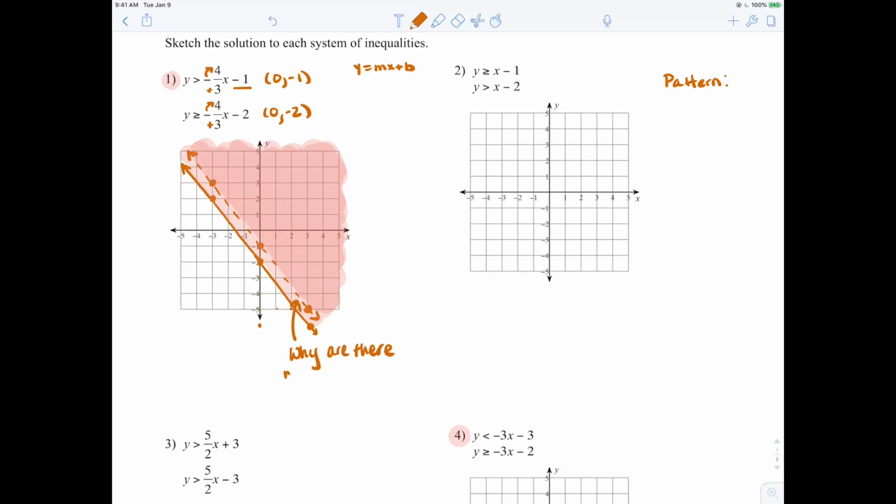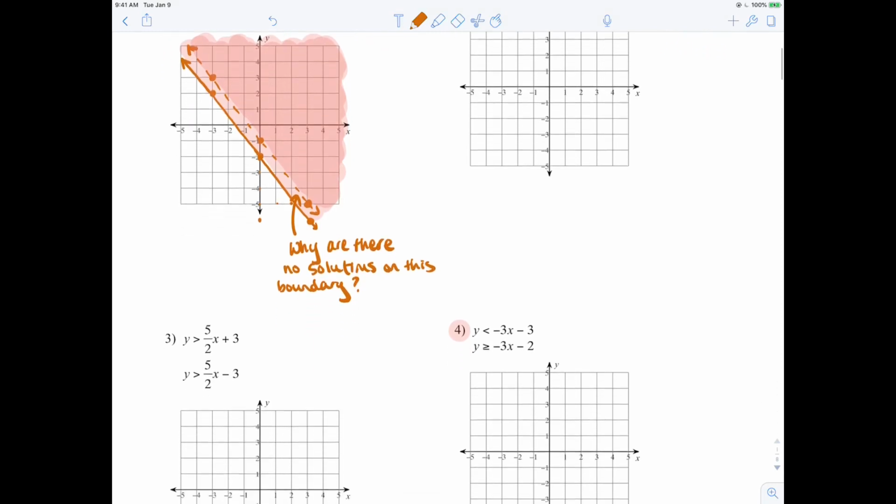why are there no solutions on that line? Why are there no solutions on this boundary line? So answer that question. You can pause the video, but answer that question, and then we will look at number 4 together.